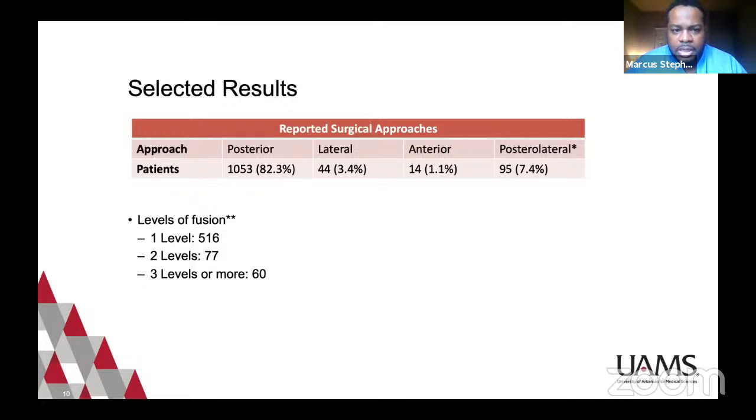And by that, I'm thinking you could probably group the posterolateral and posterior together as far as what they did. And then with levels of fusion, these are just what was reported with what they had to work with. And there were 516 one-level fusions, 77 two-level fusions, and 60 patients underwent 3 or more levels of fusion.